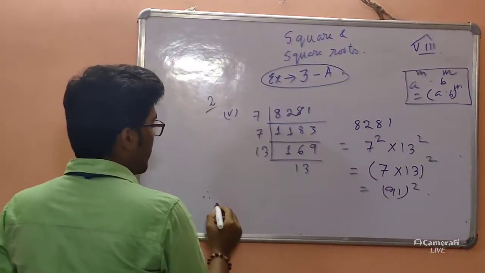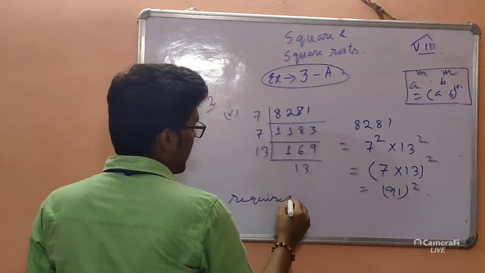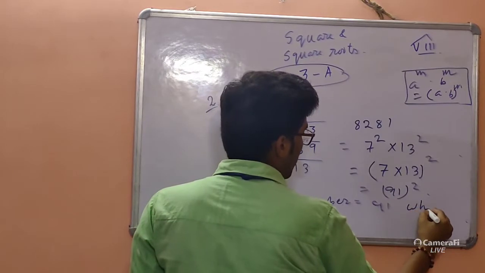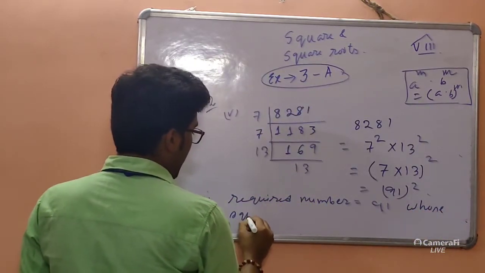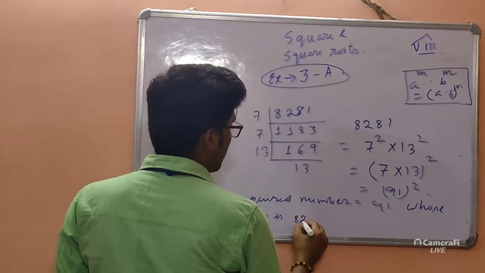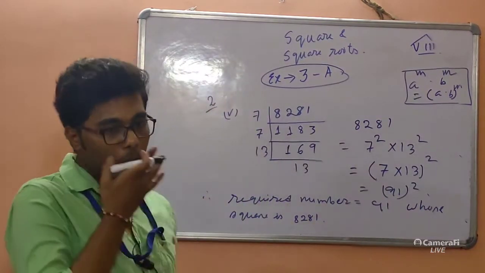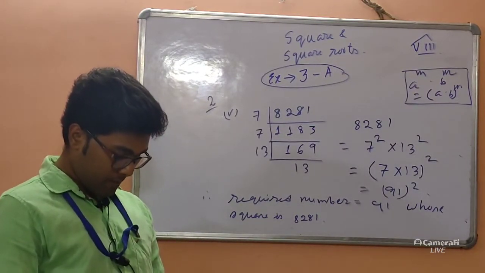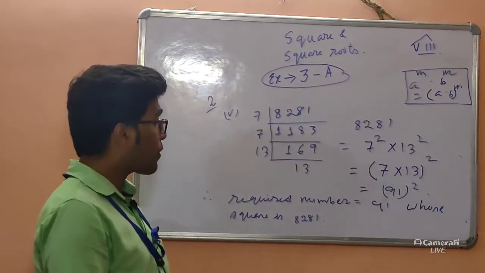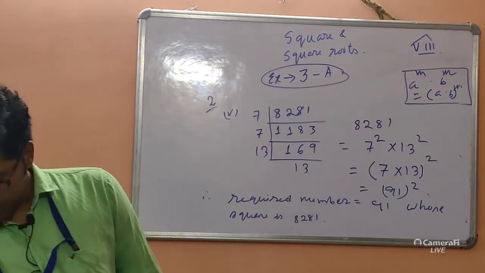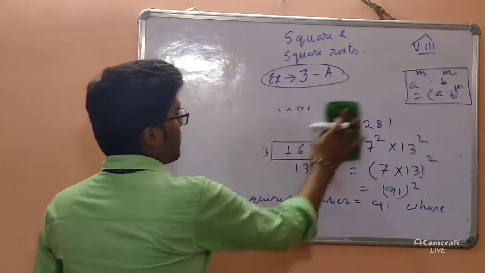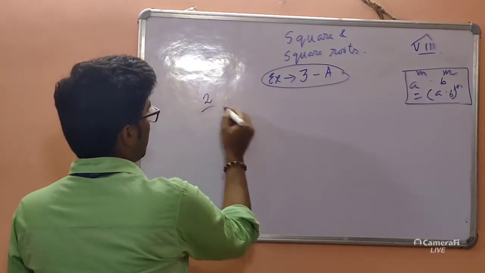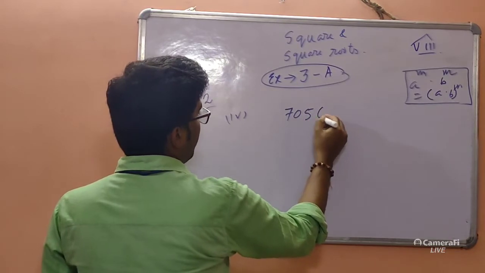Then what we will write? Therefore required number is equal to 91, whose square is 8281. Clear? Okay, let us do the next one. Suppose we are doing 7056, 2 ka 4, 7056, seven zero five six.